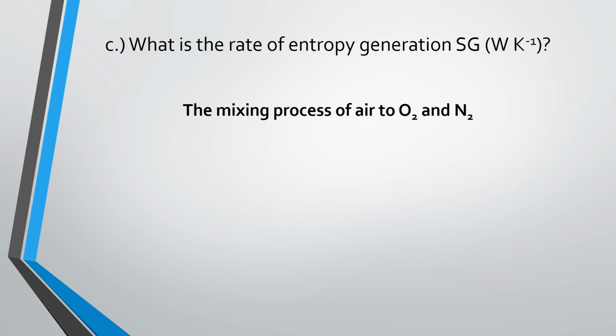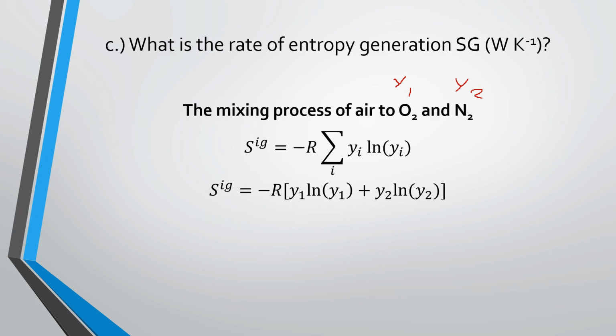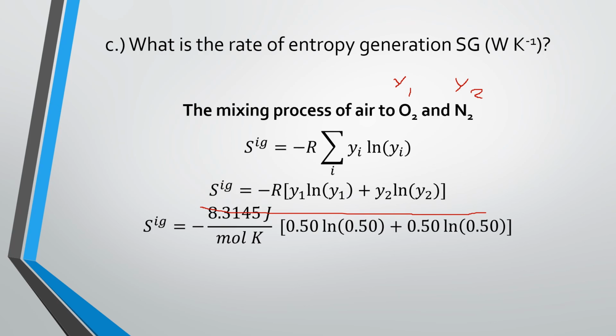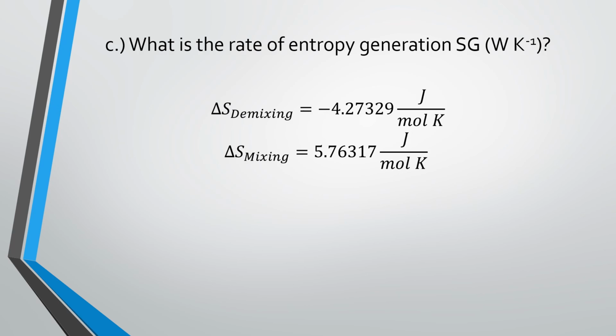Now, let us consider the mixing process of air that occurs in the mixer, which resulted in the outlet stream. As before, we denote O2 as y1 and N2 as y2. The entropy of mixing is given by the formula. Expanding, it results in this equation. Substituting the given values and the constant R results in an entropy of mixing equal to 5.76317 joules per mole K. In summary, the entropy of demixing and mixing are as follows.